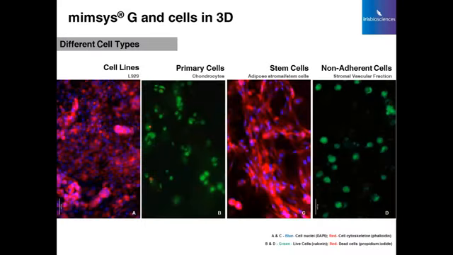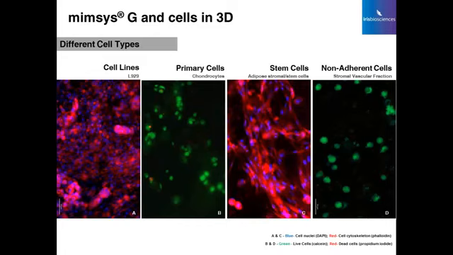We have tested several cell types within mimsys. We have encapsulated cell lines, namely L929. We have tested some primary cells, such as chondrocytes. We have encapsulated adipose stem cells. And we have tested also non-adherent cells, such as the stromal vascular fraction.